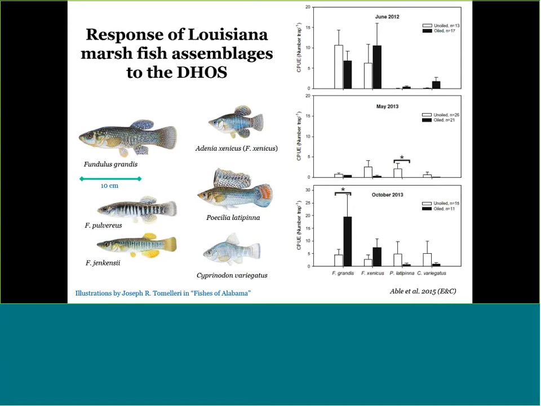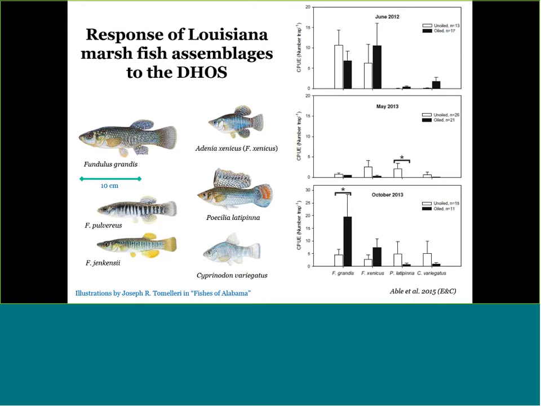And in this case, we're looking at things like Fundulus grandis, that Gulf killifish, that wonderful lab rat that people have used for those individual organismal studies. But also other fundulids and other killifishes or marsh-associated fishes, things like diamond killifishes or sailfin mollies, or sheepshead minnows. These may be fishes that you've heard of just in passing. And on the right, you see 3 different time periods, 3 different graphs, and you see the catch rate of those fishes at either the control sites or the oil sites.